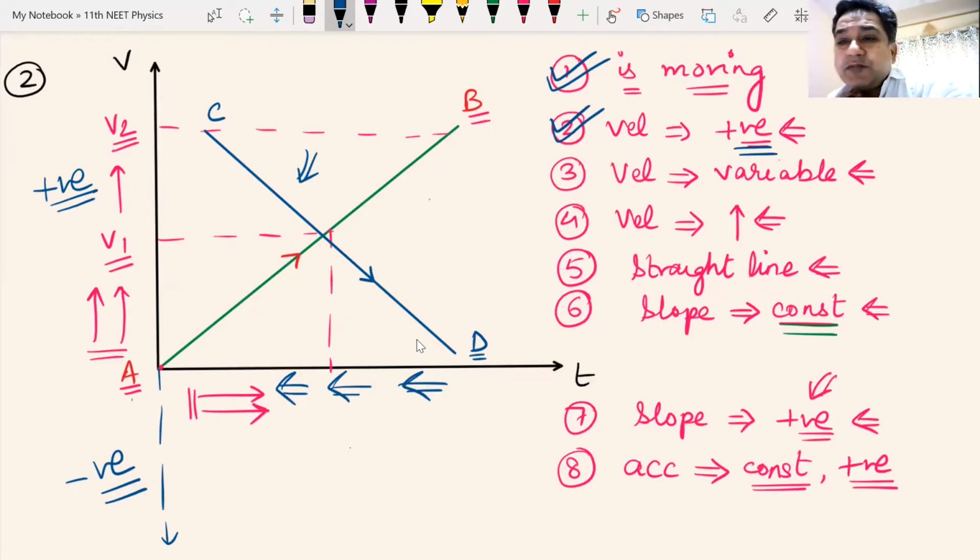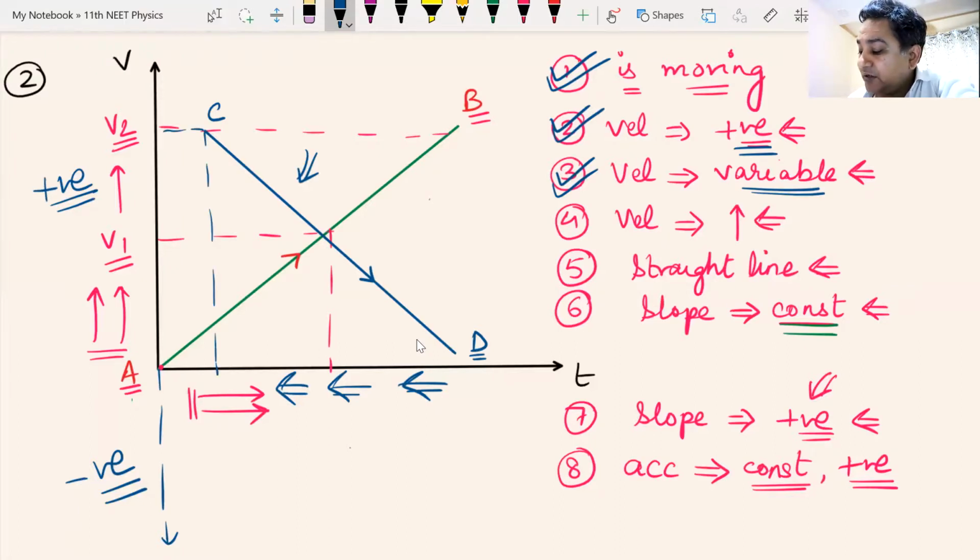Let us come to point number 3. Is the velocity variable or is it constant? As you can see, the velocity is variable because it is constantly changing. At point C, the velocity is something. At point D, the velocity is something else. That means it has changed and hence it is variable. Are we clear with the 3 points?